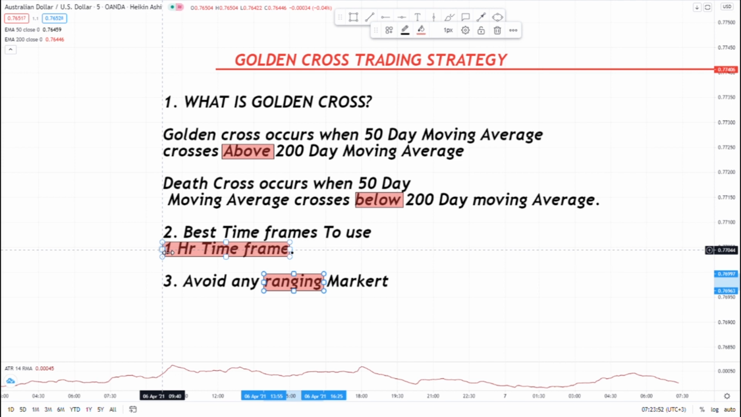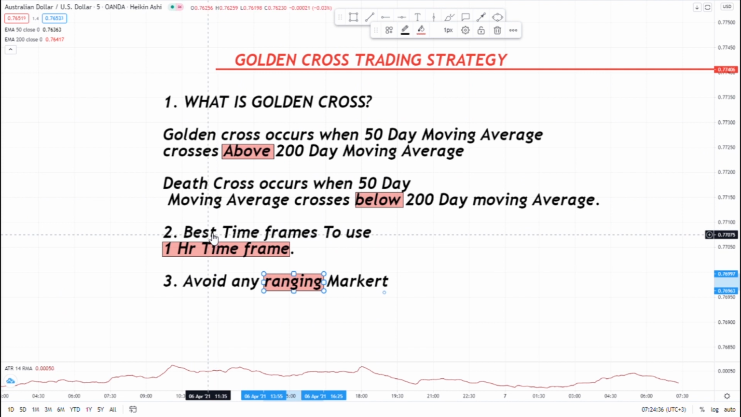And the last thing that you need to understand when you're using the golden cross trading strategy is that whenever you see a ranging market, kindly avoid it, even if it has crossed over the 200-day moving average, or it has crossed below the 200-day moving average, but it's a ranging market. Kindly avoid that trade, because at the end of the day, a ranging market can turn either way. So these are the rules. First of all, you need to understand what is a golden cross. You need to understand where will I apply the golden cross, which is the best time frame, and what should I avoid in this strategy.